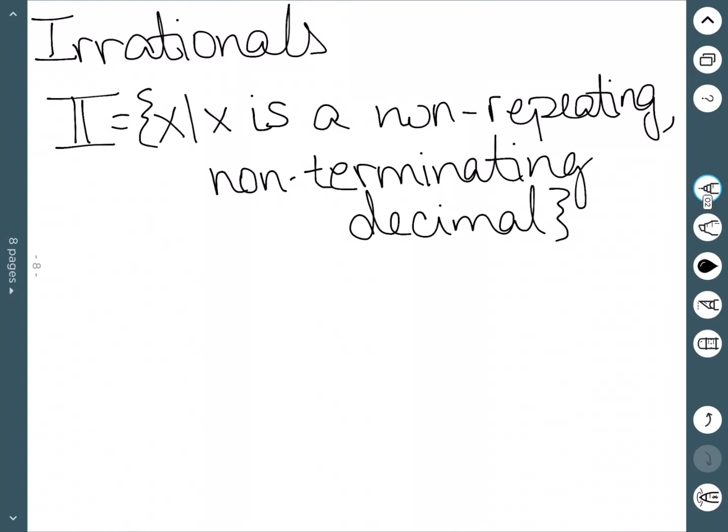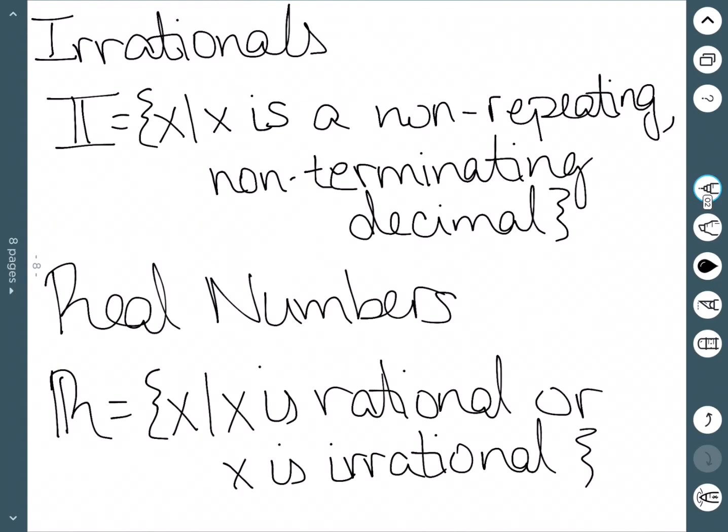The irrationals are then the opposite of the rationals. These are things that cannot be written as a fraction. Anything with a non-repeating, non-terminating decimal. The last one we'll look at here are the real numbers. This is what happens when we combine all of the rational numbers with all of the irrational numbers. We get the real numbers.